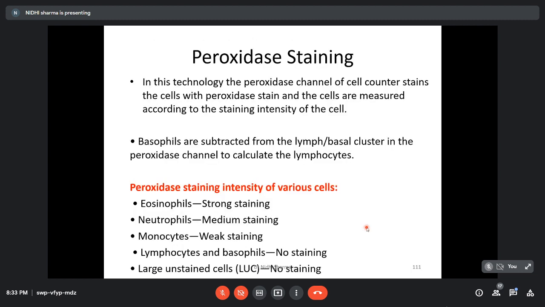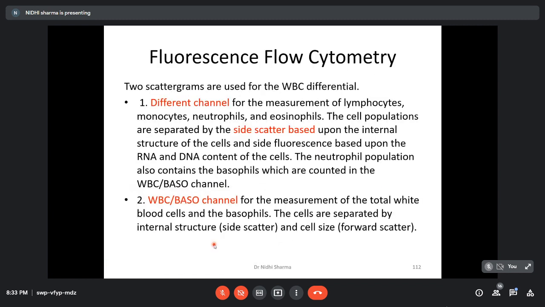Whereas when you talk about peroxidase staining, this is a staining method which uses this basic knowledge in differentiating various cells, whether the staining that you have got is very strong, medium, weak, or it has failed to do any staining. So basophils are then subtracted from the lymph-baso clusters, and this is how you calculate the basophils. Whereas when you talk about the fluorescence flow scatter, it is only using some dyes, and then using the side scatter and the side fluorescence patterns to obtain the different channels.